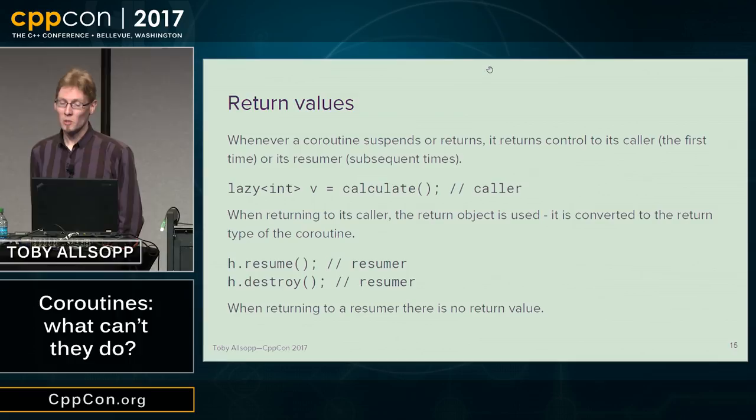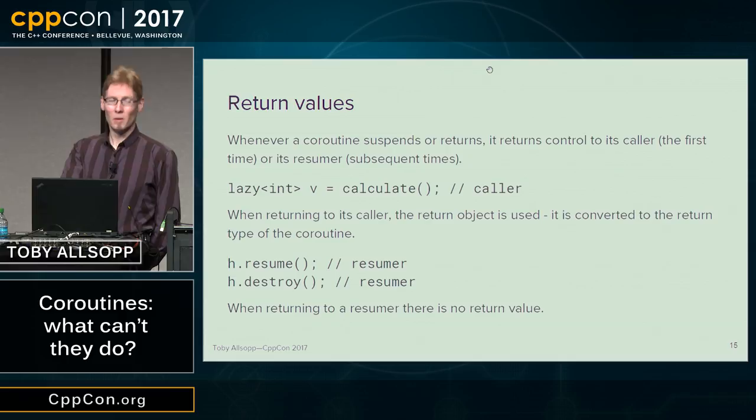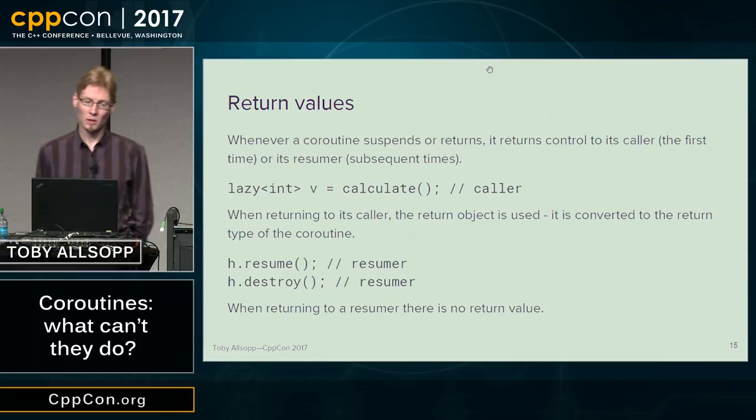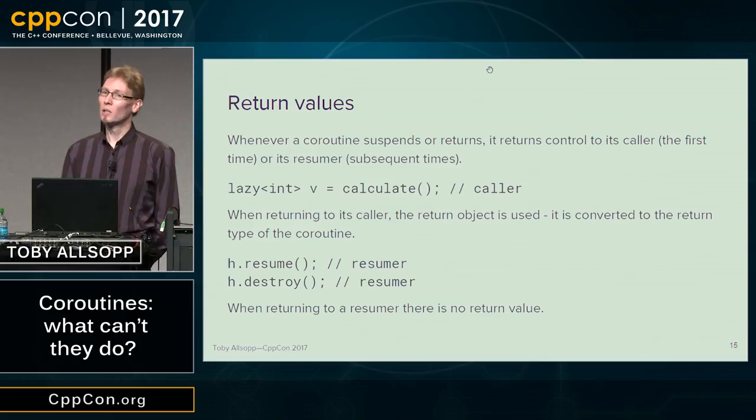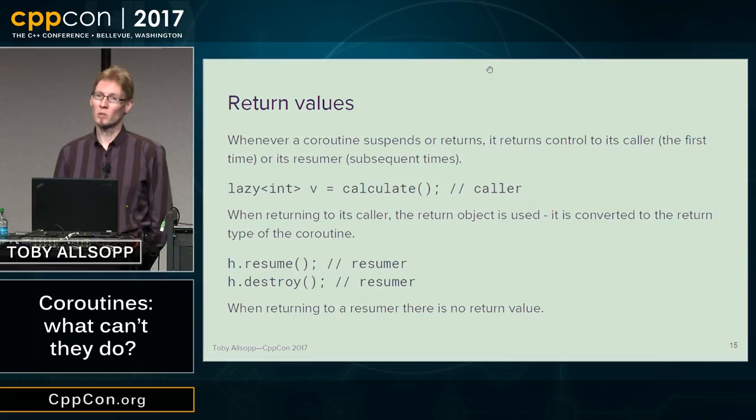When the coroutine suspends, it will transfer control back either to the caller or the resumer. There's just a minor difference in terminology. The caller is what's expecting the actual return value of the coroutine. A resumer is something that doesn't get any return value back. So the first time the coroutine returns or suspends, it goes to its caller and it returns a value. Subsequent times, it goes to a resumer and doesn't return a value.